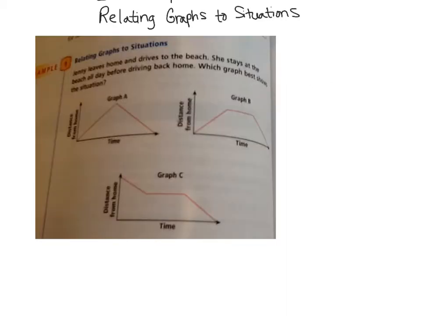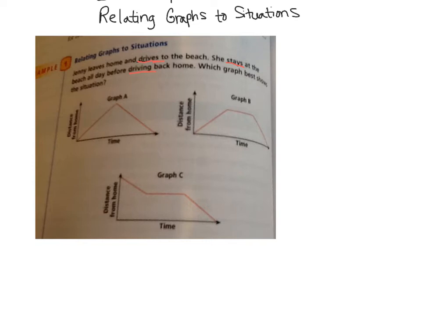So here we have a situation with some graphs to follow it. It says Jenny leaves home and drives to the beach. She stays at the beach all day before driving back home. Which graph best shows the situation? So we have some keywords we need to look at. She drives to the beach. She stays at the beach, and then she drives back home.